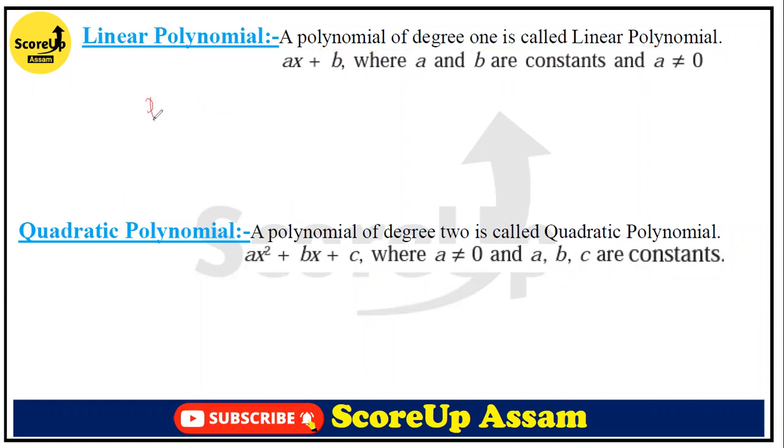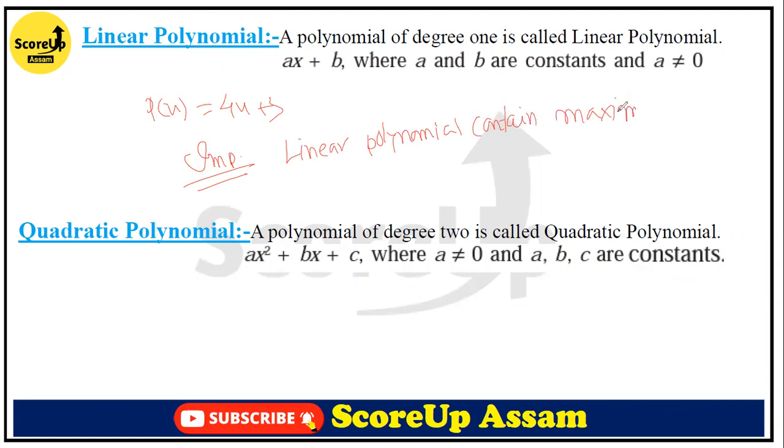Now, suppose I write p of x equal to 4x plus 3. And an important point is that a linear polynomial contains maximum 2 terms.